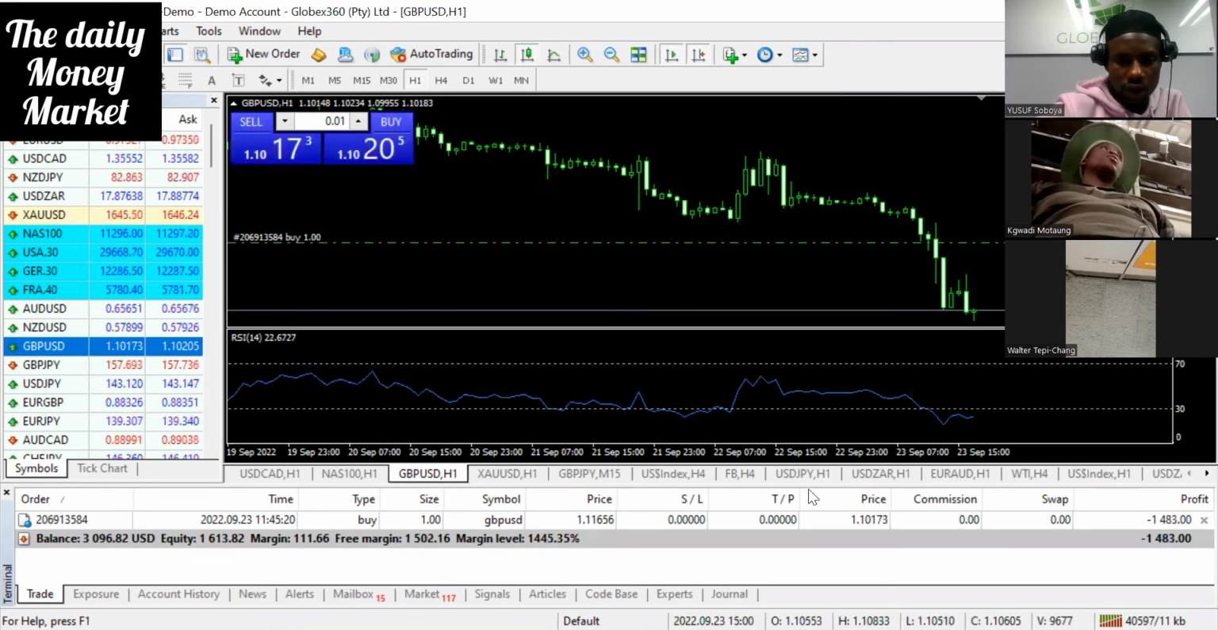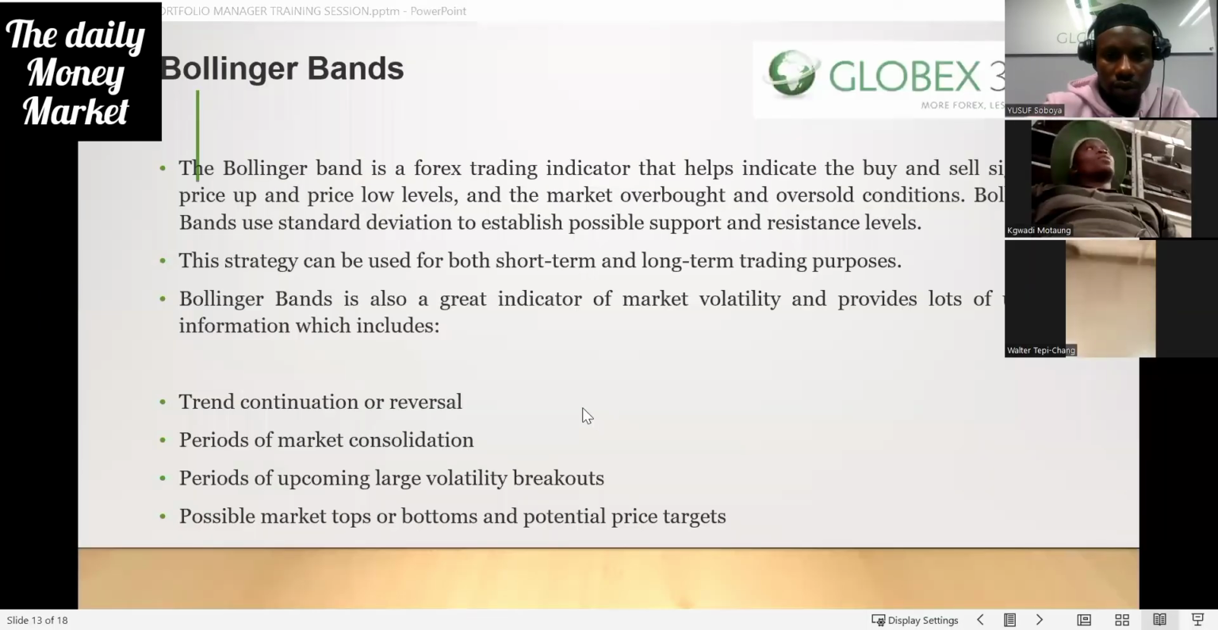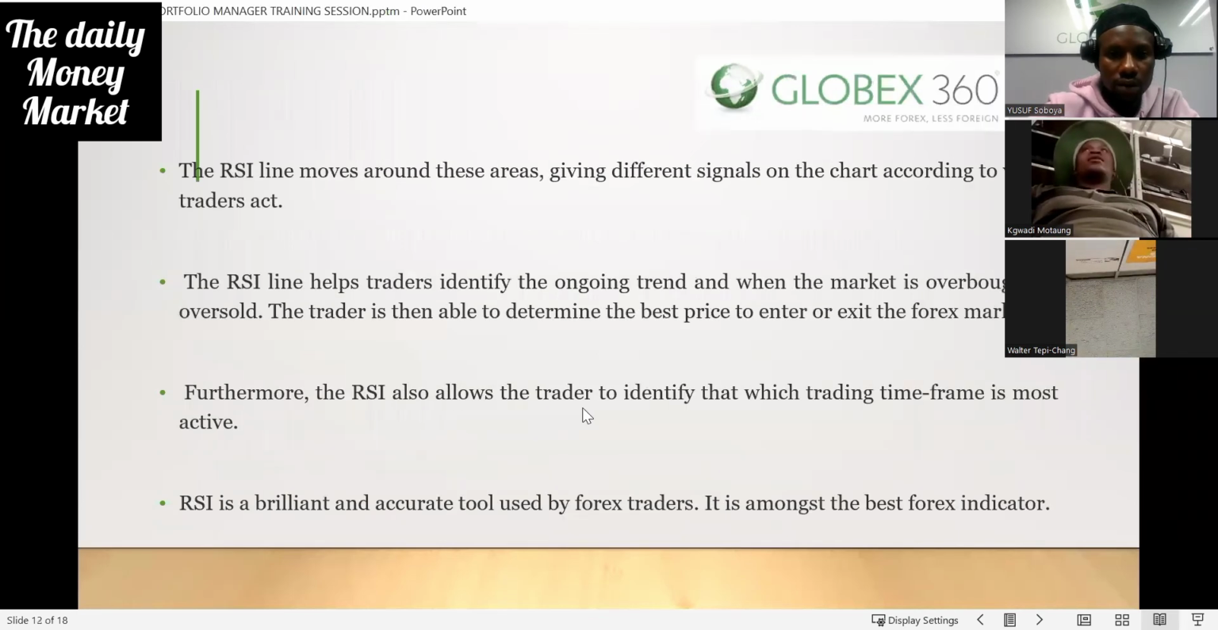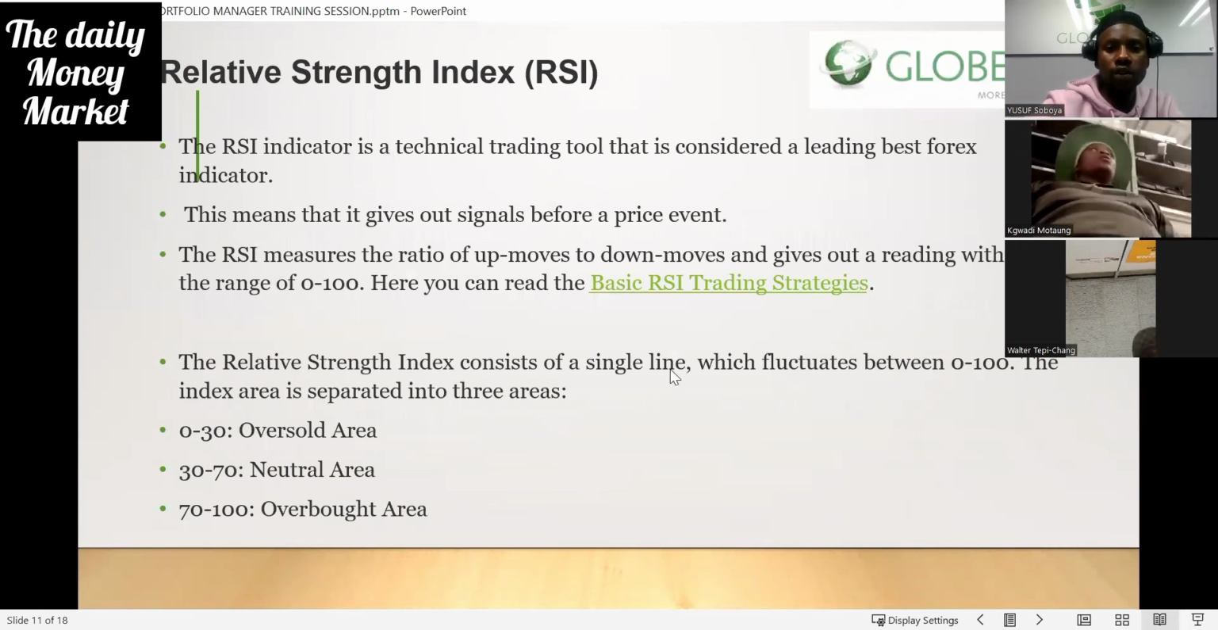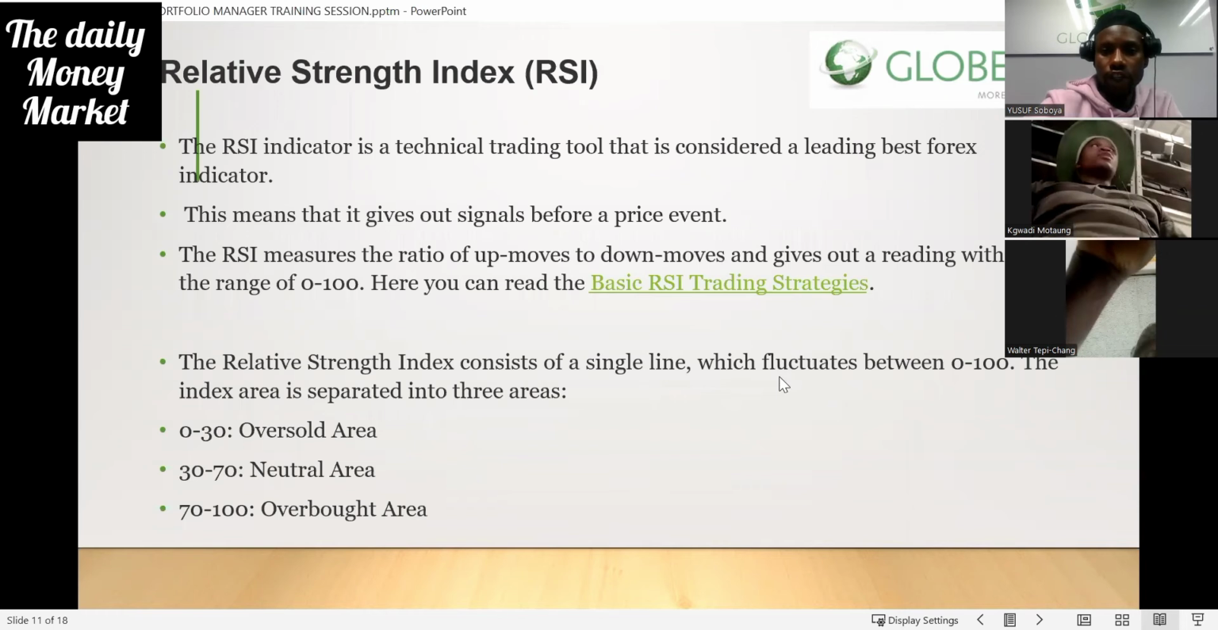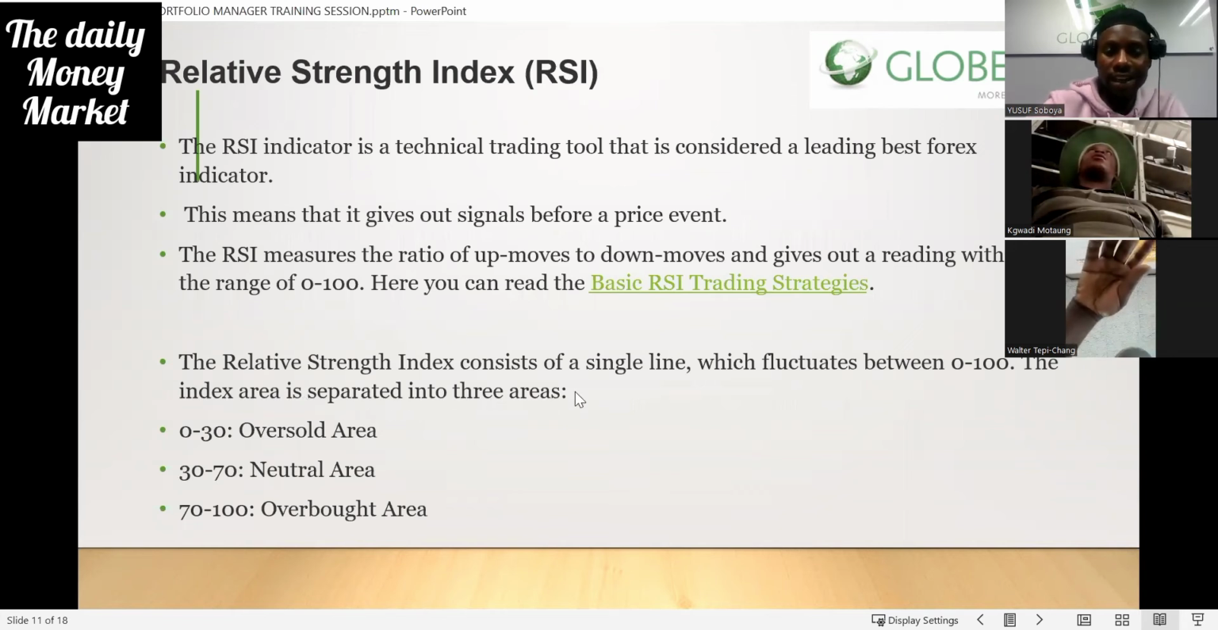All right. Okay, cool. So let me do this. The relative strength index consists of a single line which fluctuates between 0 and 100. The index area is separated into 3 areas. From 0 to 30, if you see the line goes from 0 to 30, it's oversold. It's been oversold a lot.